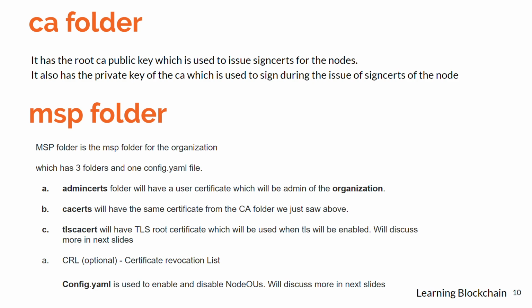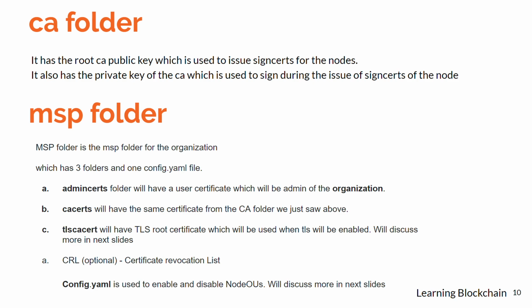So the admin cert folder will have a user certificate of whoever will be the admin of the organization. This part is very important, the admin of the organization. So this certificate will be present over there. Next is the CA cert. It will have the same certificate from the CA folder which we just saw above. So in the CA folder we'll have some kind of public key, and in the CA cert we'll also have this particular public key.